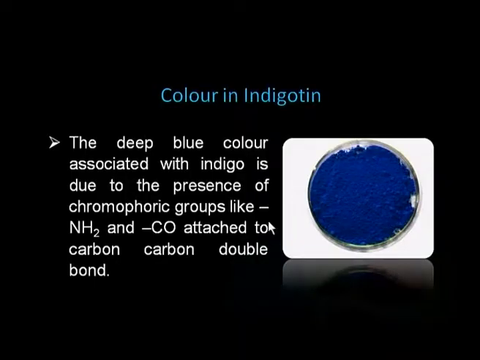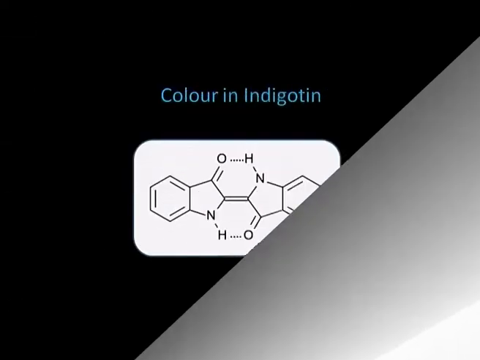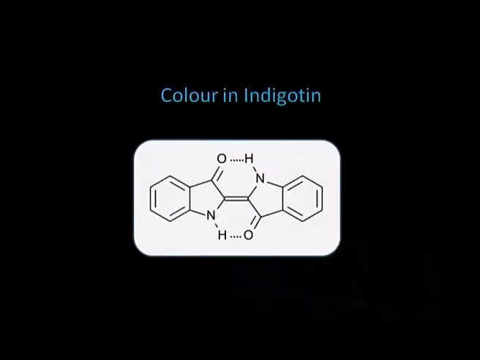The deep blue color is shown by indigotin, and the deep blue color associated with indigo is due to the presence of chromophoric groups like NH2 and carbonyl group attached to a carbon-carbon double bond. This is the structure of trans indigotin. Here you can see that this is an NH group and this is a CO group.